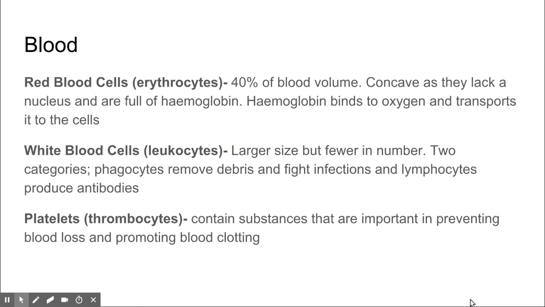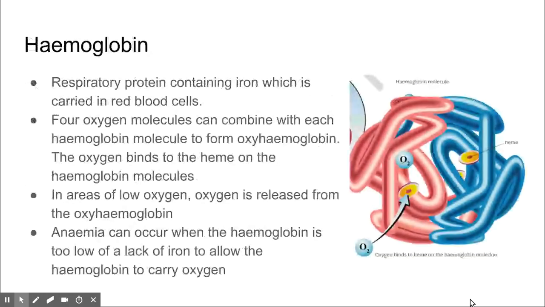Within our blood, we have a few components. So we see our red blood cells, also known as our erythrocytes, and these make up 40% of our blood volume. They're concave as they lack a nucleus, and they're full of hemoglobin, which binds to oxygen and transports it to the cells. Our white blood cells or our leukocytes are larger in size, but they're also fewer in number, and they can either be phagocytes, which remove debris and fight infections, or lymphocytes, which produce antibodies. And then our final part are our platelets or our thrombocytes, and these contain substances that are important in preventing blood loss and promoting blood clotting. And sometimes we see those when we have a cut when it is starting to heal, that little yellow liquid that forms on the top of our skin.